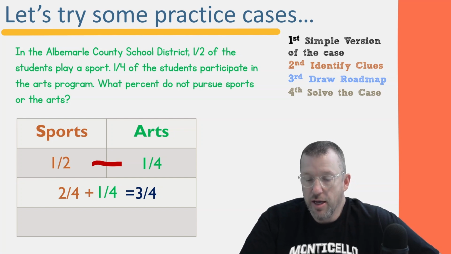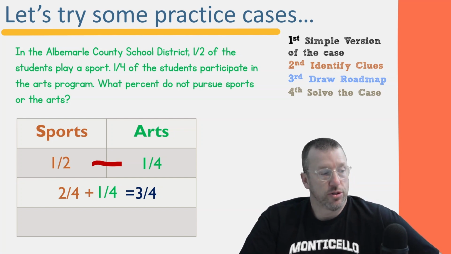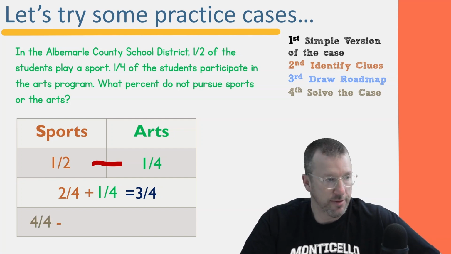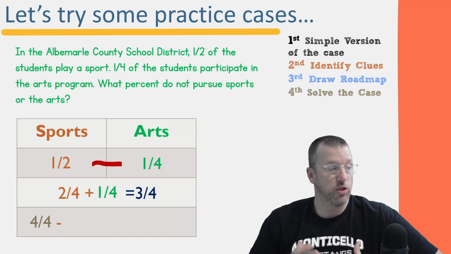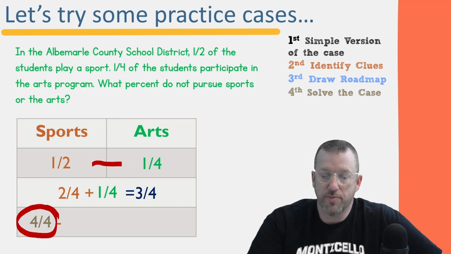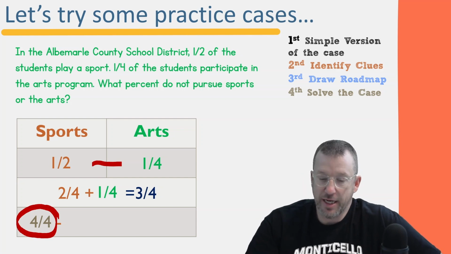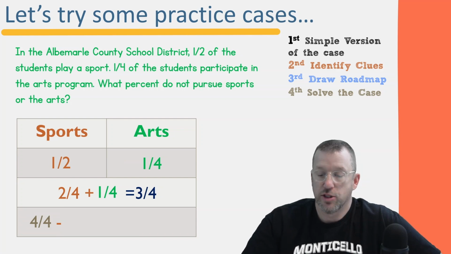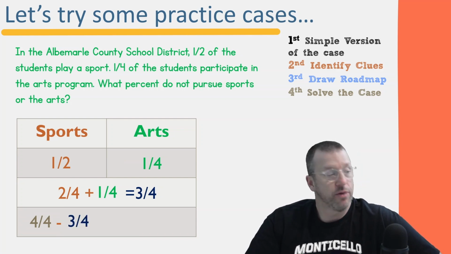All right, so if we know 3/4 of our school district does sports and arts, we know that the whole school district would be 4/4, right? That's all of them. Any number over itself means 1 or the whole or the 100%. So this is the same thing as 100% of our school district. Now, what am I taking away from that 100% of the school district? Well, I'm taking away the ones that play sports or arts, and that would be 3/4 of them.